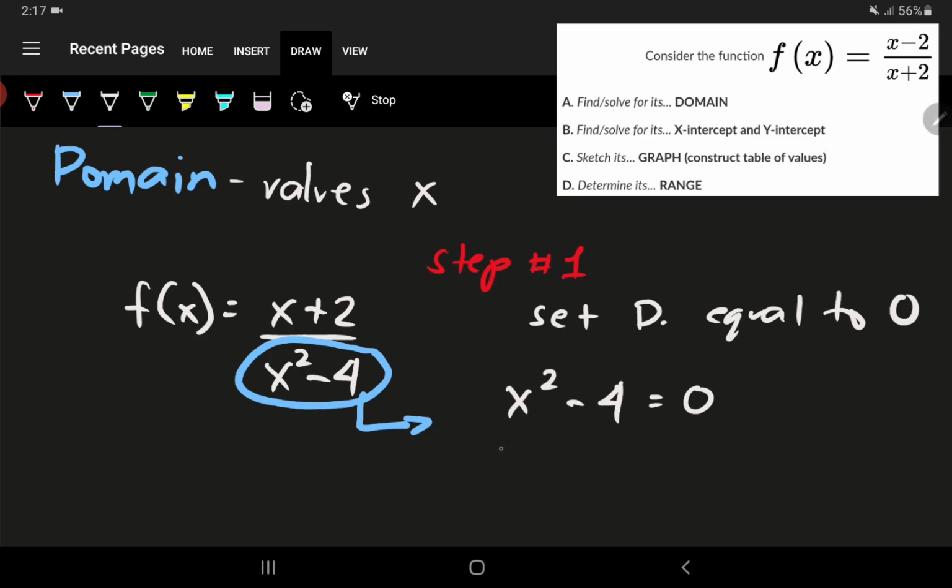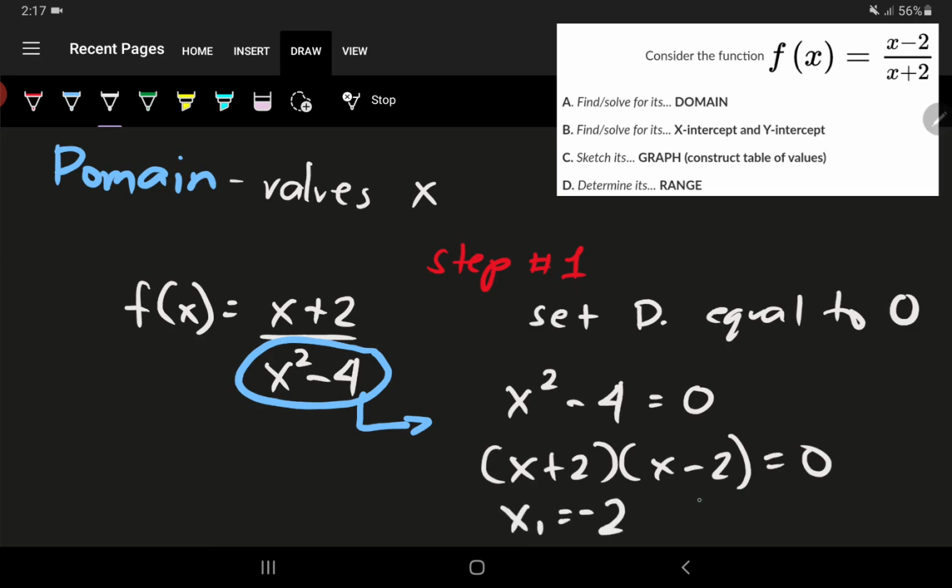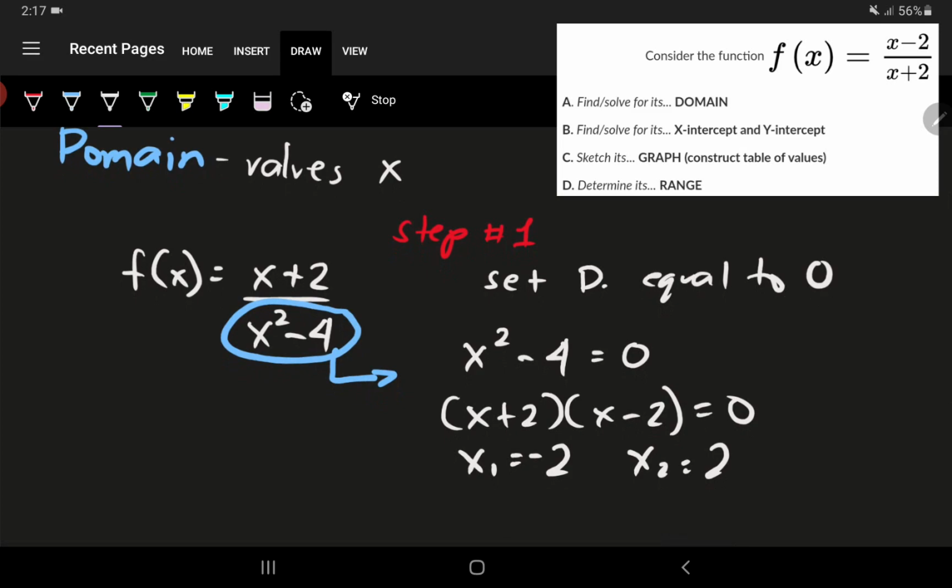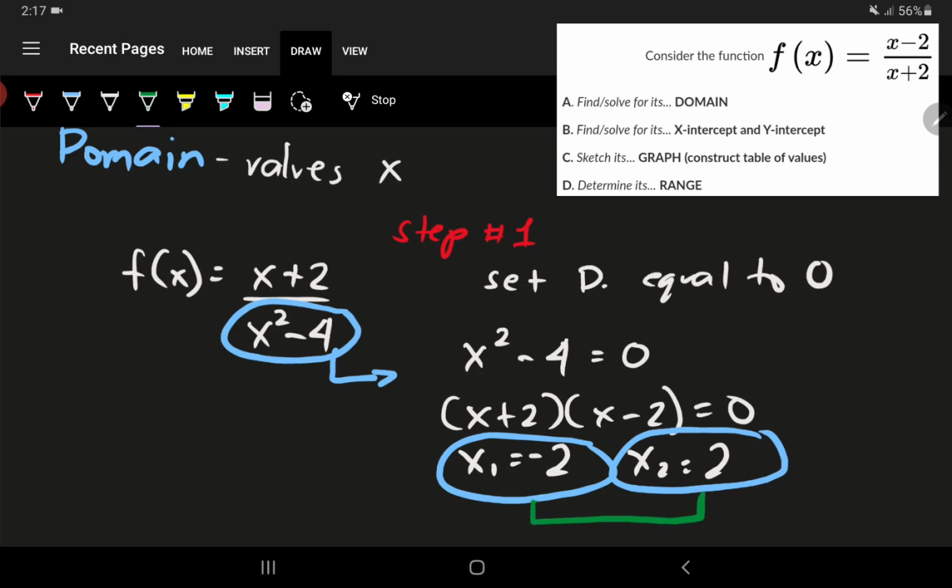If we use factoring, we have x plus 2 times x minus 2 equal to 0. That means the roots of this equation are x sub 1 equals negative 2, and x sub 2 equals positive 2. So what do those values mean? These are the two values wherein if we substitute them into our original function, they will make our denominator equal to 0, making the function undefined. That means automatically, these values are not part of our domain.